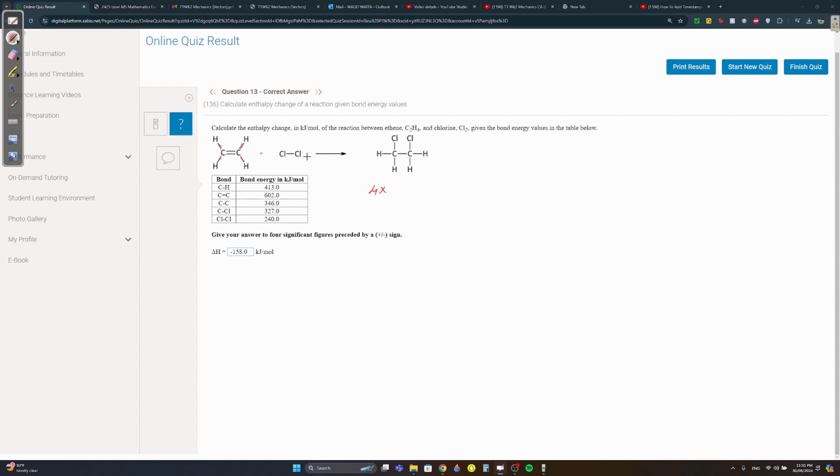Remember, you do the reactants minus the products, yeah? 4 times CH 413. Plus you have this carbon double bond, 602, plus ClCl, which is 240. Okay, and then you have 1, 2, 3, 4 CH bonds again, 4 times 413. You have the CCl, 2 CCl bonds, which is 2 times 327. And then you have the CC bond in the middle, which is 346.